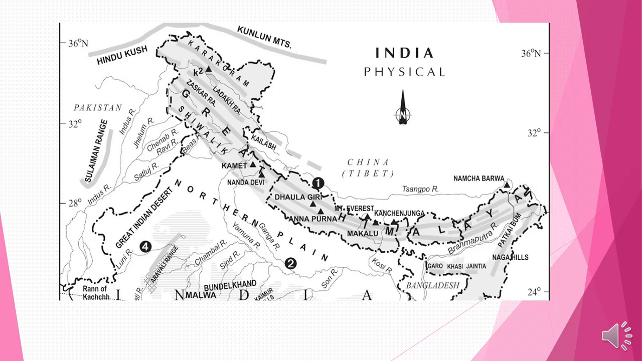The Himalaya have three ranges. The northern range is called Himadri, the middle and lesser Himalaya is called Himachal, and the outer range is called Shivalik. So we can say that the Himalaya have three ranges.